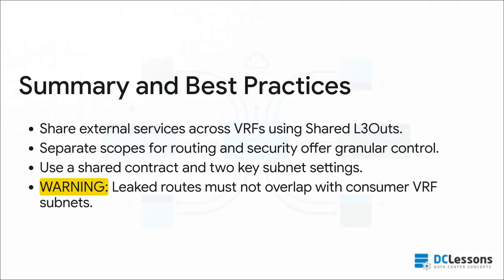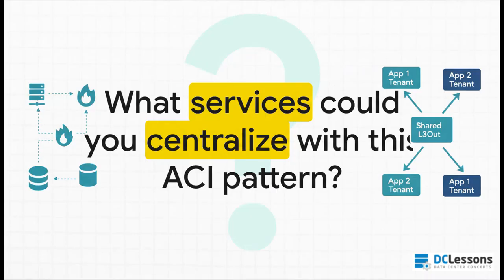But please, and I can't stress this enough, pay attention to this warning. Never, ever leak a route into a consumer VRF if that same subnet already exists inside that VRF. It will cause a routing conflict and some very strange, unpredictable behavior. Always plan your IP addressing carefully. And that pretty much covers it.